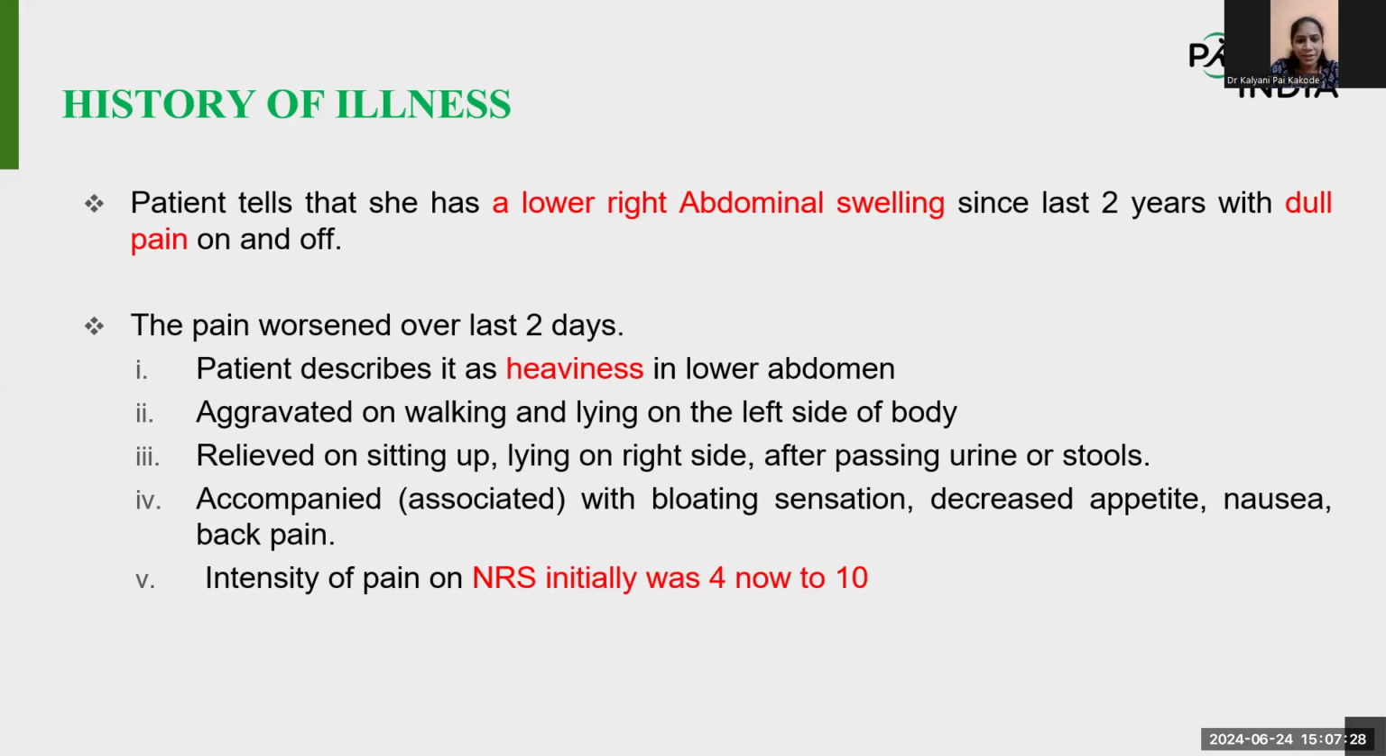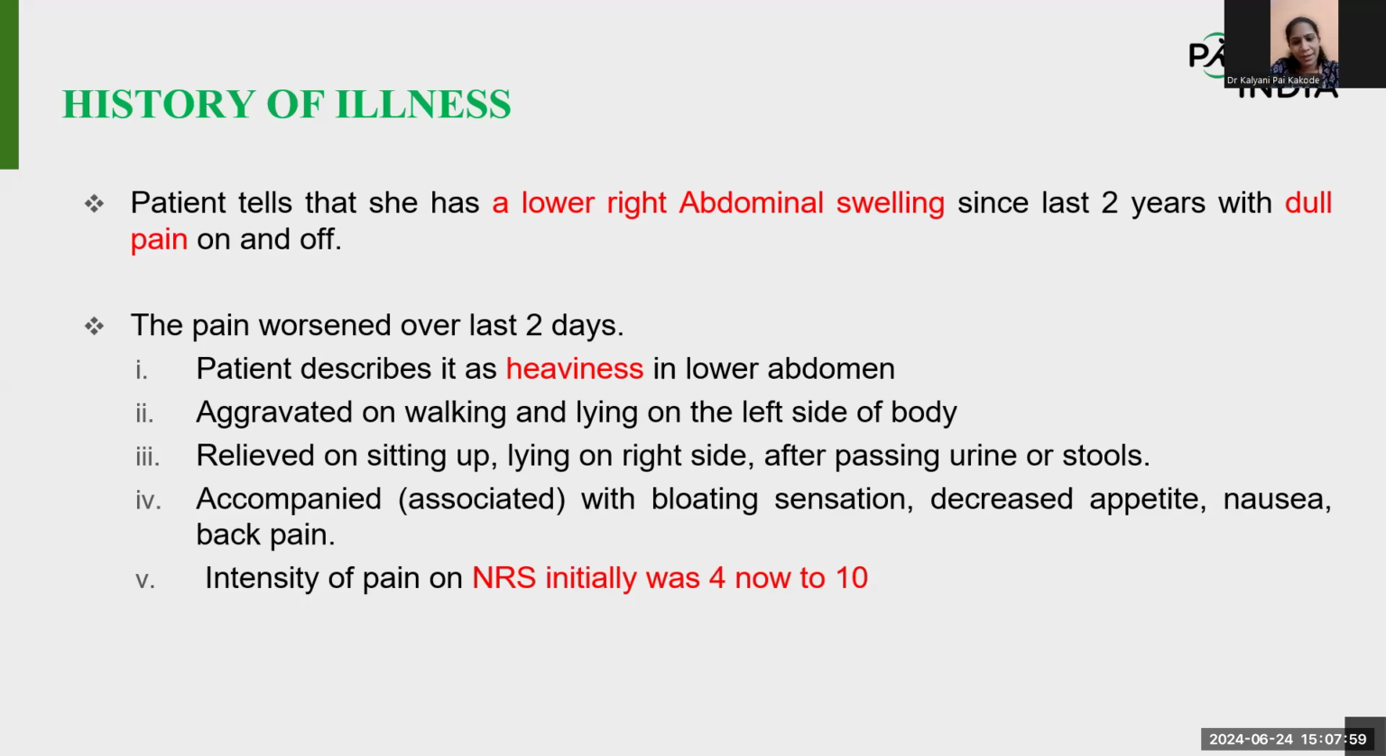The pain worsened over the last 2 days, and she describes the pain as heaviness in her lower abdomen. Pain would aggravate when she was walking or lying on the left side of the body. The relieving factors for the pain were sitting up, lying on her right side, or after she passed her motions or urine. The pain was also accompanied with a bloating sensation. She had decreased appetite, nausea, and also back pain. When inquired, she said the intensity of the pain was initially 4 on the NRS scoring.